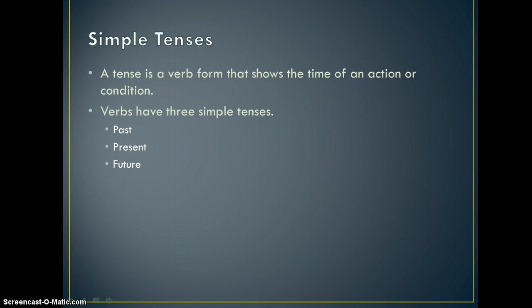Verbs have three simple tenses: past, present, and future. And that's all that's talking about. If it's in the past, it's something that's already happened. Present, it's happening right now. And future, it's going to happen later on.